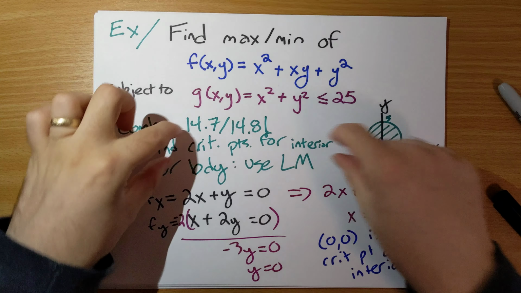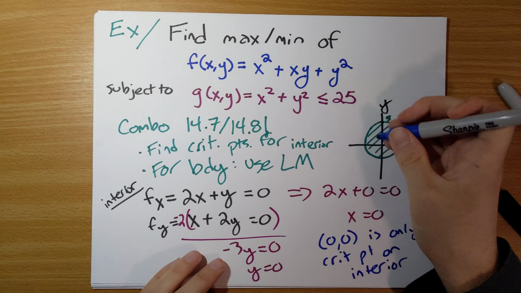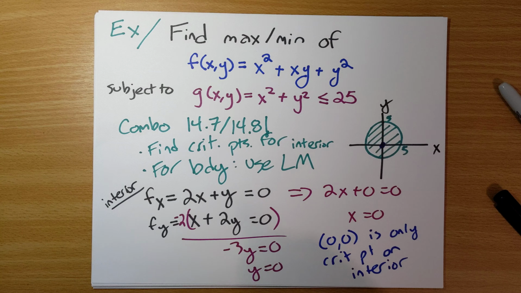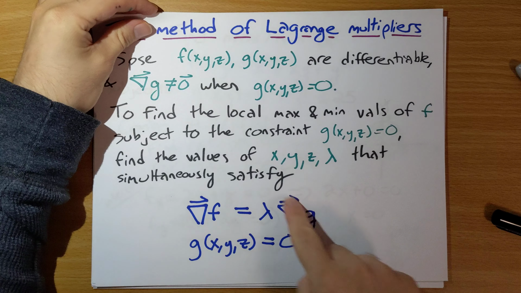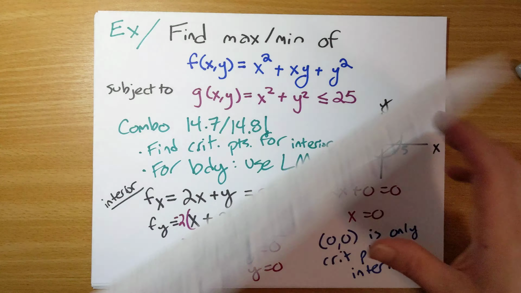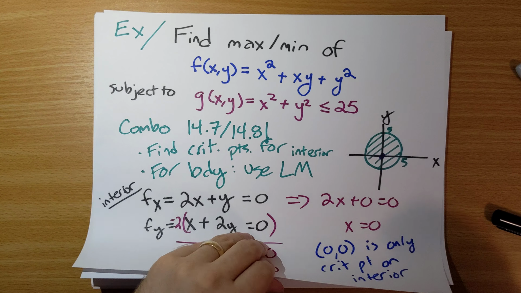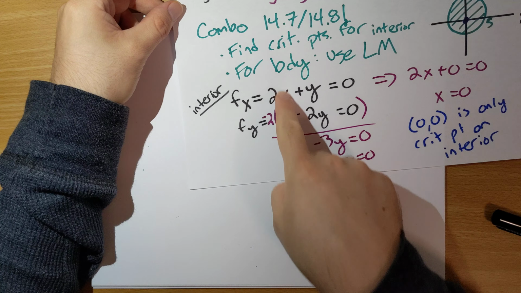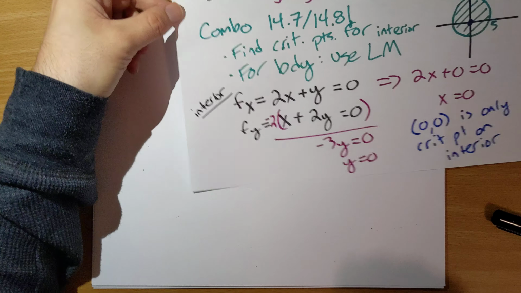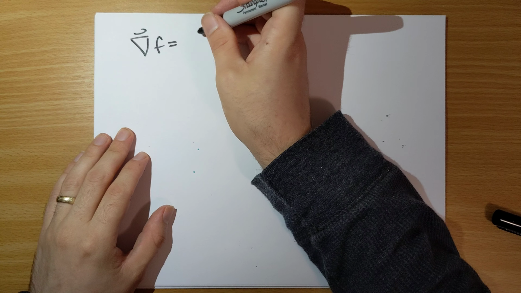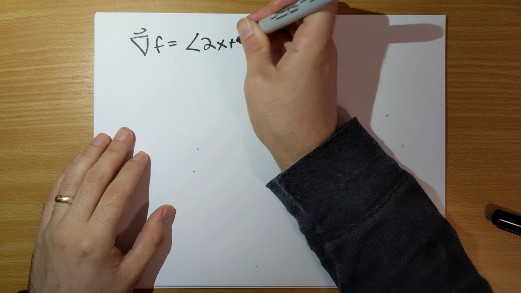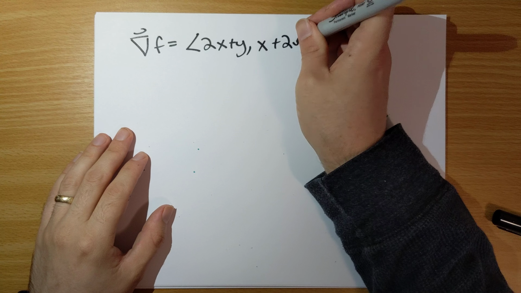Okay, so we've done the interior. The only place we have to check is the origin. Now we're looking for critical points on the boundary using Lagrange multipliers. So once again, we'll be using this equation here. We've already calculated the gradient of f, even though we didn't write it down that way, because we found the partial derivatives. So the gradient of f is going to be (2x + y, x + 2y).